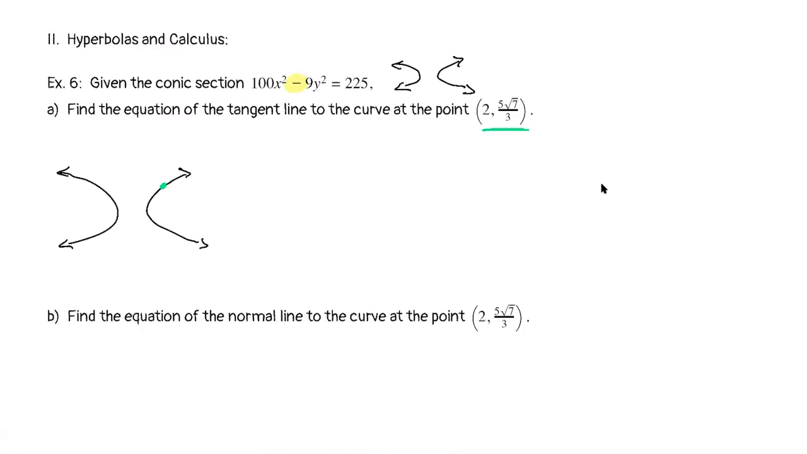And so part A of the question says, here's the point. We'd like you to find the equation of the tangent line to the curve. That means there's a line that looks like this, and we want to find the equation of that line.